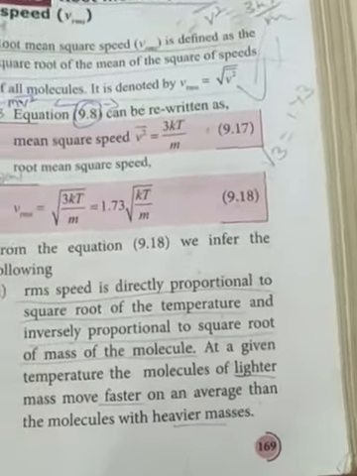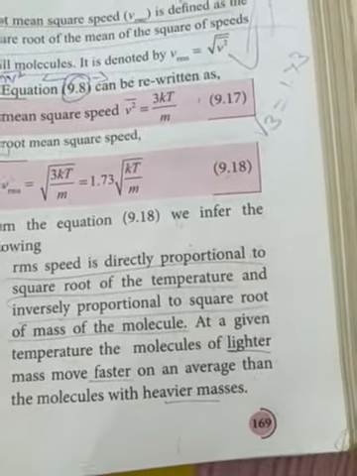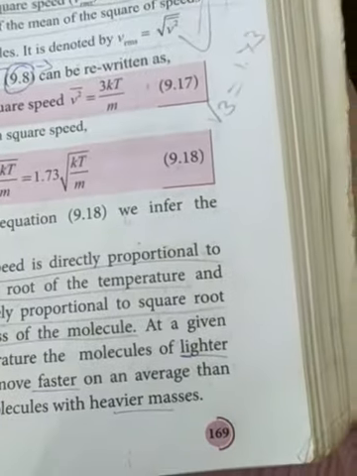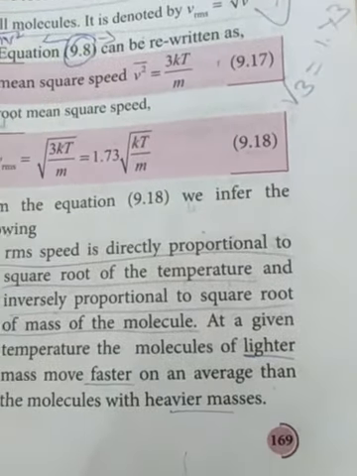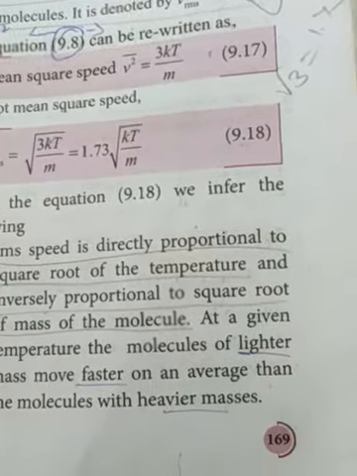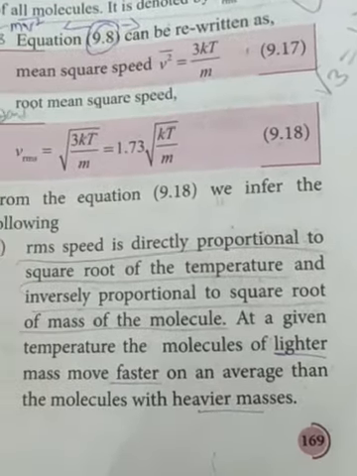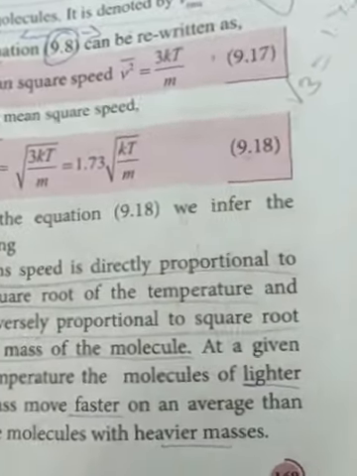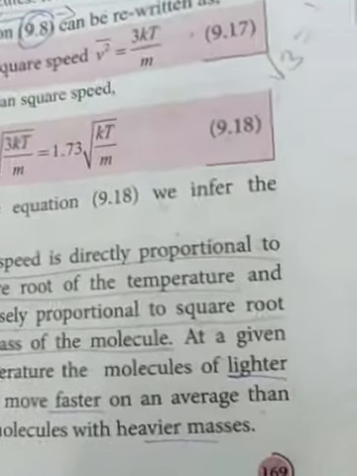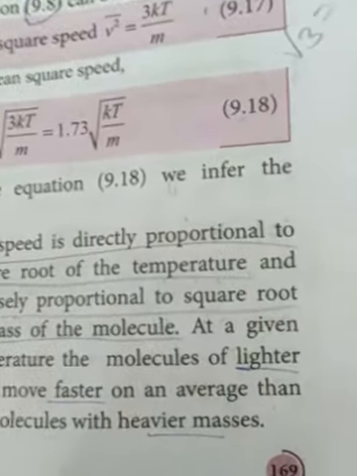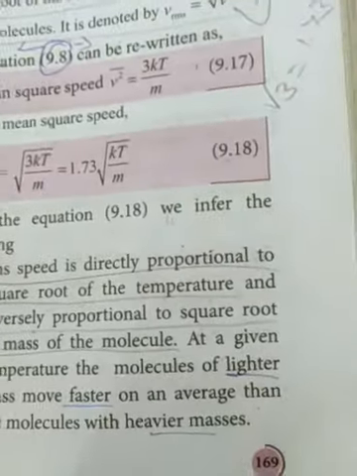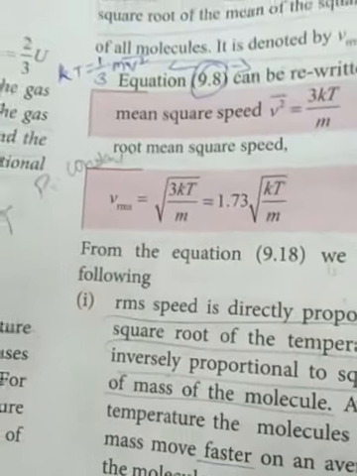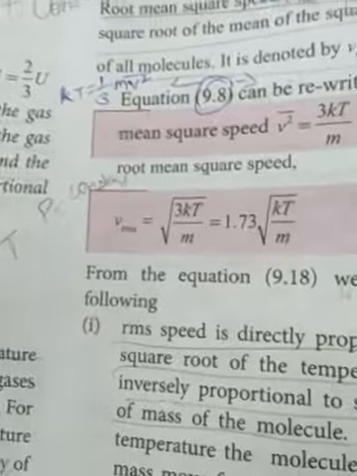So at a given temperature, the molecules of lighter mass move faster. Take two types of gases. One type of gas has molecules of very light mass. Whenever you apply temperature, those lighter molecules move fast. The second gas has molecules of heavy mass.